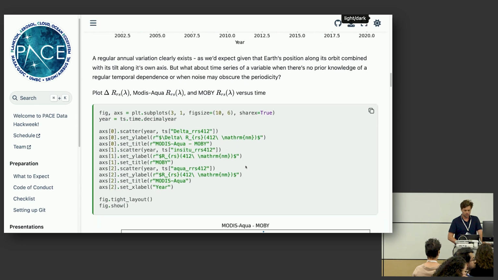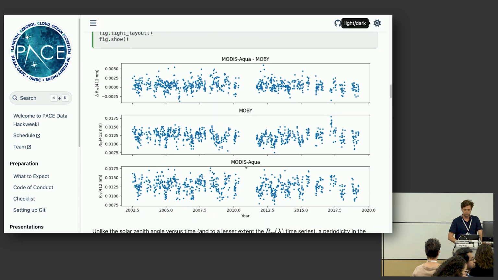But what if it's not so clear? So here are now time series of the difference between the remote sensing reflectance from the satellite retrieval and an in situ site, here it's MOBI. And then also the remote sensing reflectance from both the satellite and MOBI with time. And so now if we were going to ask the question, is this data oscillating with the time of year, or really any sort of oscillation, it might be there, but it's much harder to tell and discern.